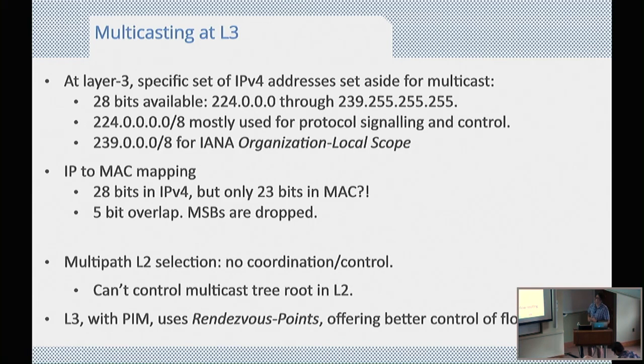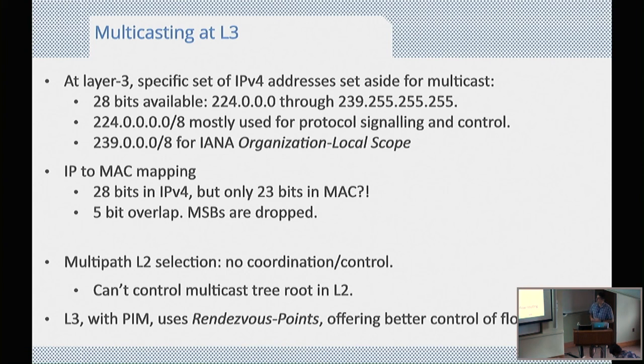Multicasting at layer 3 uses the same IGMP signaling mechanism, but now we're not worried about MAC addresses. We use IP addresses, and there's a specific range of IP addresses set aside for this. It's 28 bits in IPv4, but we only have 23 bits of available addressing in the MAC address. So there's a 5-bit overlap here, and the answer is the most significant bits are dropped. That's how that works. So you actually only get 23 bits usable for true multicasting if you're on the same side of a router.